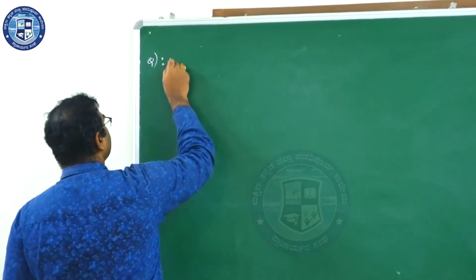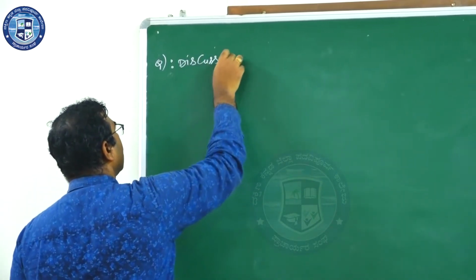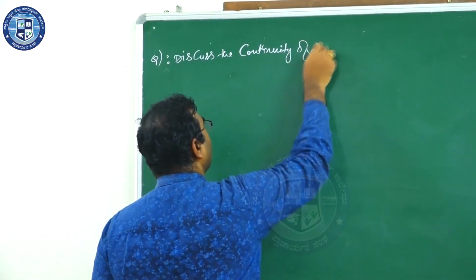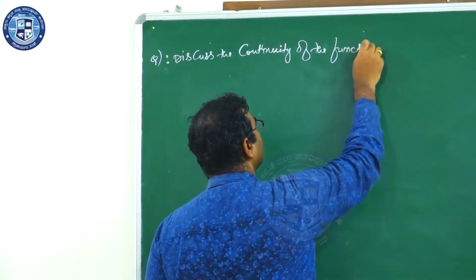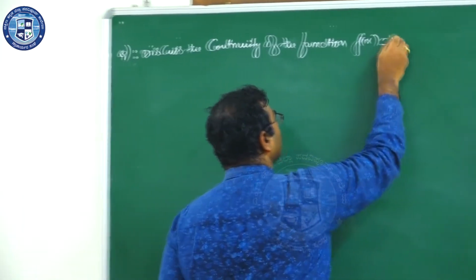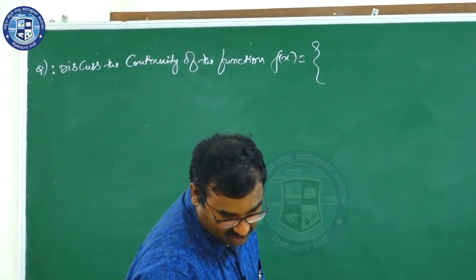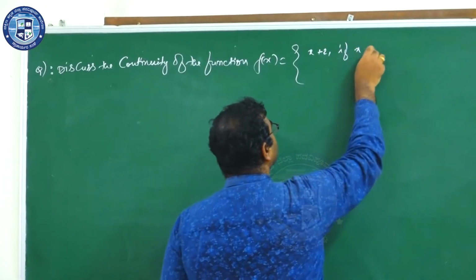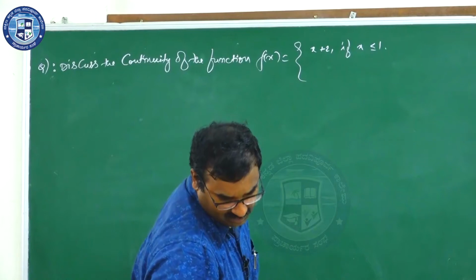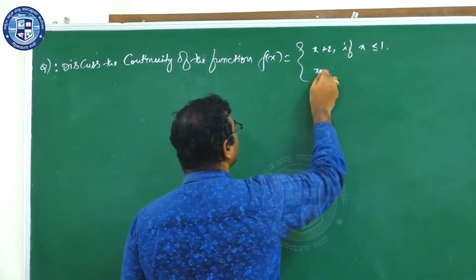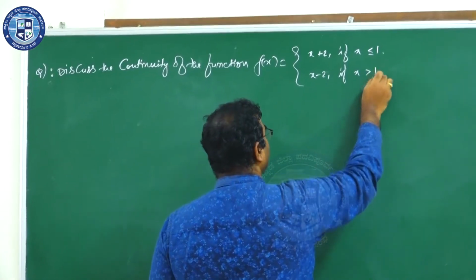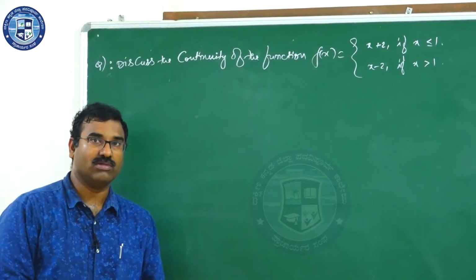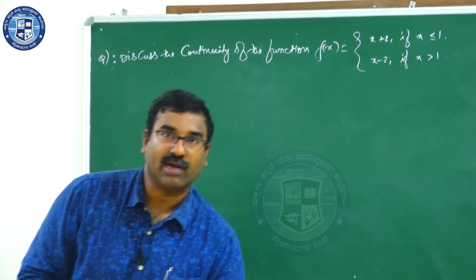Discuss the continuity of the function f of x is equal to x plus 2 if x is less than or equal to 1, and x minus 2 if x is more than 1. Okay, this is the function they have given to us. They are asking us to discuss the continuity of the function.